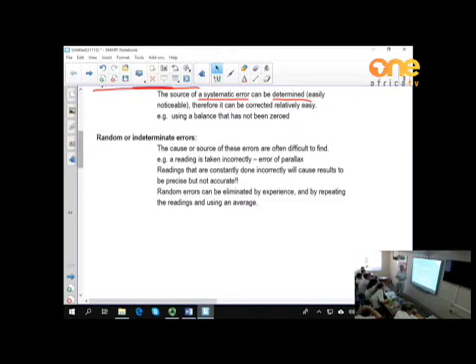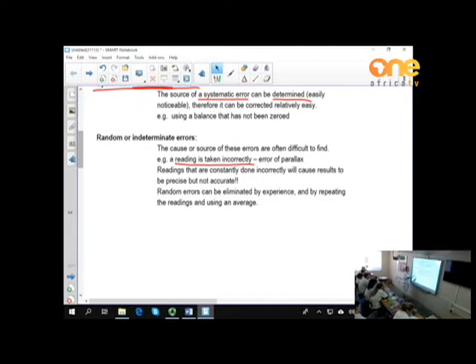Random or indeterminate errors are slightly more difficult to find because we don't know what we did wrong. It can be, for example, a reading that is taken incorrectly. But if you take a reading incorrectly now and your next reading you read correctly and the one after that is correct and the one after that is incorrect, it's going to be very difficult to get a decent set of readings.